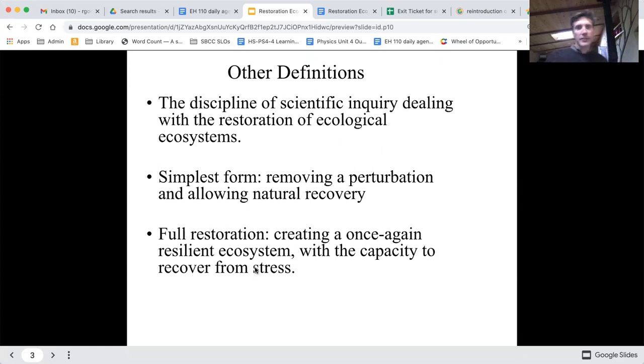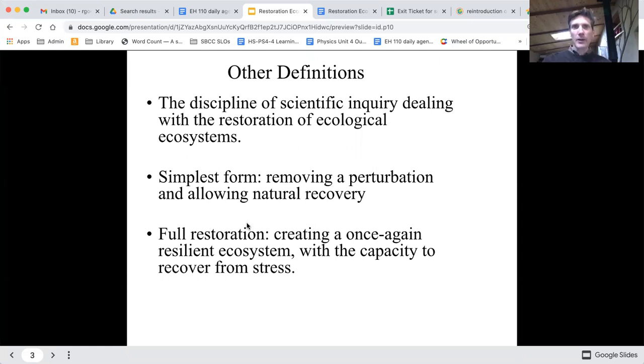There are other definitions too. The discipline of scientific inquiry dealing with the restoration of ecological ecosystems. In the simplest form, it would be just removing a perturbation and allowing natural recovery. So whatever might have damaged the ecosystem in the first place, get rid of that and then let nature take its course. Or full restoration, creating a once again resilient ecosystem with the capacity to recover from stress.